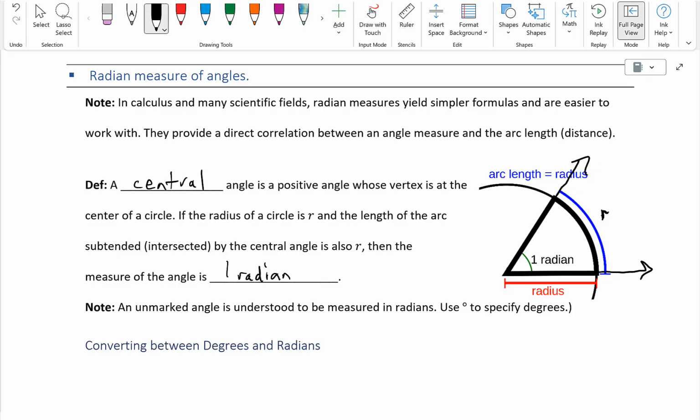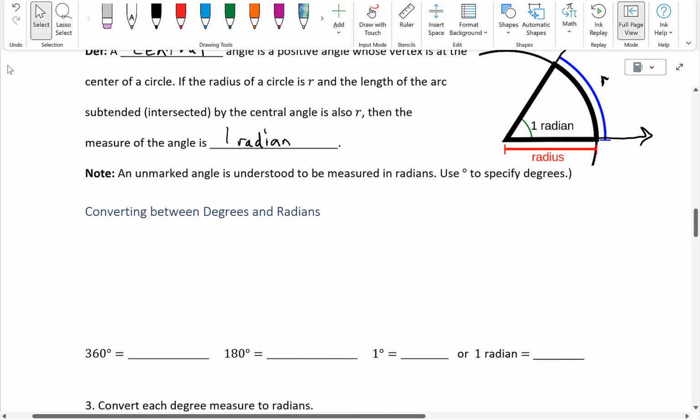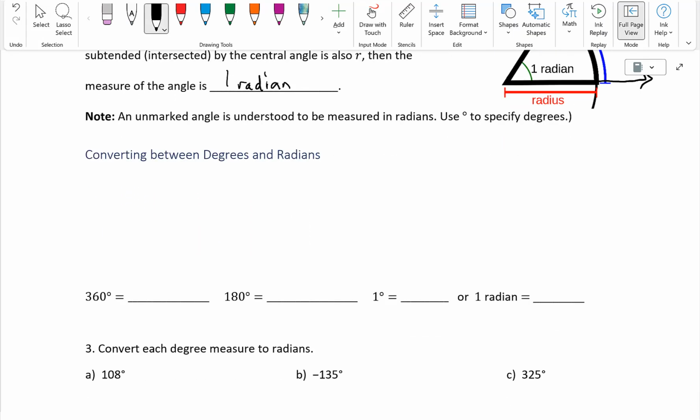Note, an unmarked angle is understood to be measured in radians, so we need to use that degree symbol to specify degrees. We can draw a couple pictures here to help us convert between degrees and radians. For our circle, we talked about a whole circle being 360 degrees, but if we start with an angle at the origin and on that x-axis, we'd have a 0 degree angle just straight out there. Up to the first quadrantal angle, that was 90 degrees, 180 degrees halfway around, 270 degrees was 3/4 of the way, and then a whole circle is 360 degrees.